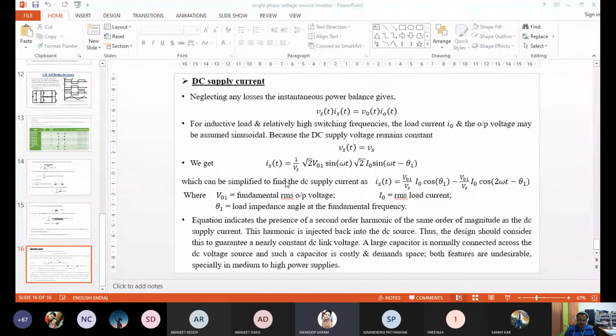Okay, sir. Sir, one more doubt is there. Actually they are not ideal. Some leakage, some resistance will be there. Resistive effect will be there.